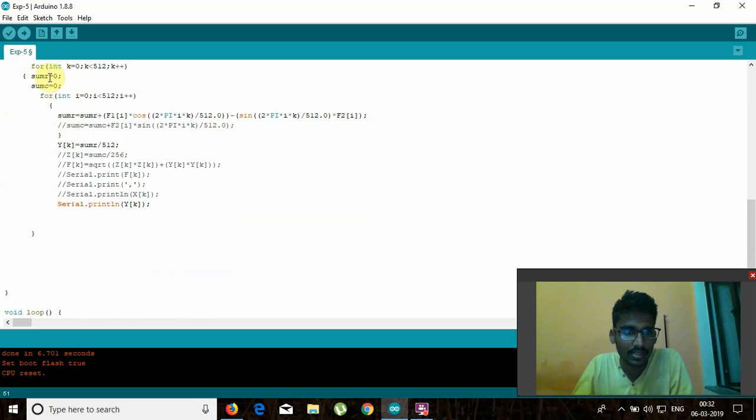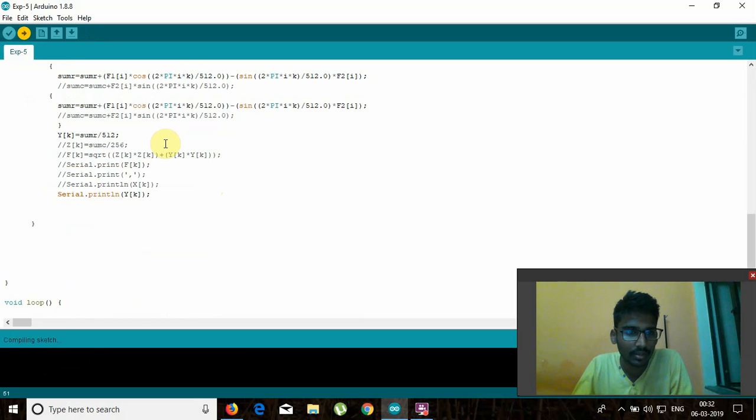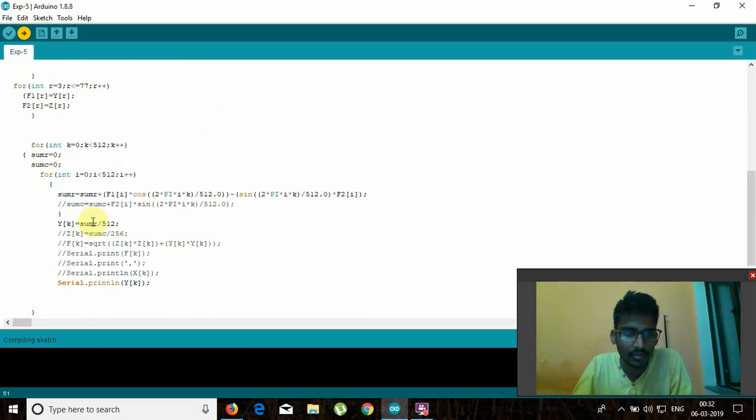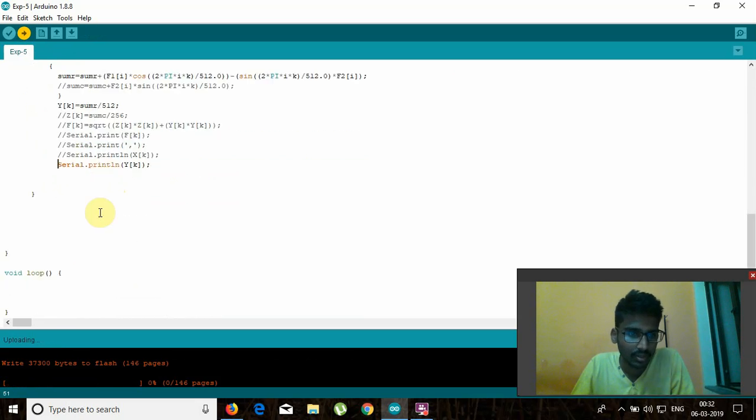We will initialize the sum of real and imaginary parts to 0 every time, and then we will calculate the inverse DFT by calculating the summation and then dividing it by the number of samples. For inverse DFT, we consider only the real part of the samples. So we can upload this code, and then we will only consider the real part of the output, and then we'll plot the output.